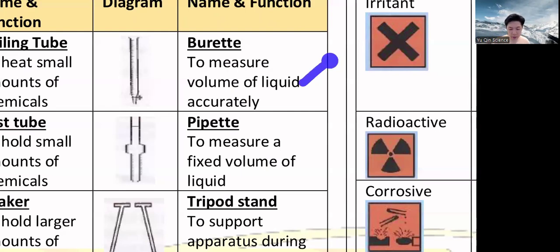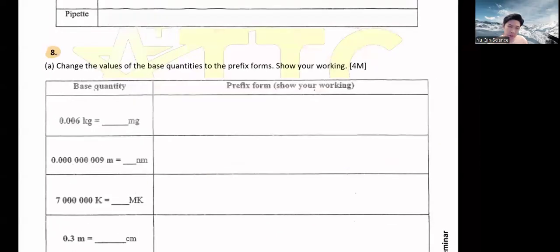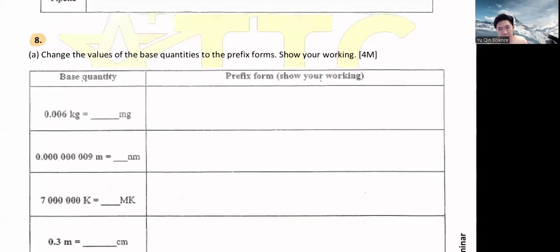Okay, you're good. Copy this. That will be the difference. Okay, moving in 5 seconds. Okay, let's go. Number 8, like prefix and SI unit. Okay, right, good.